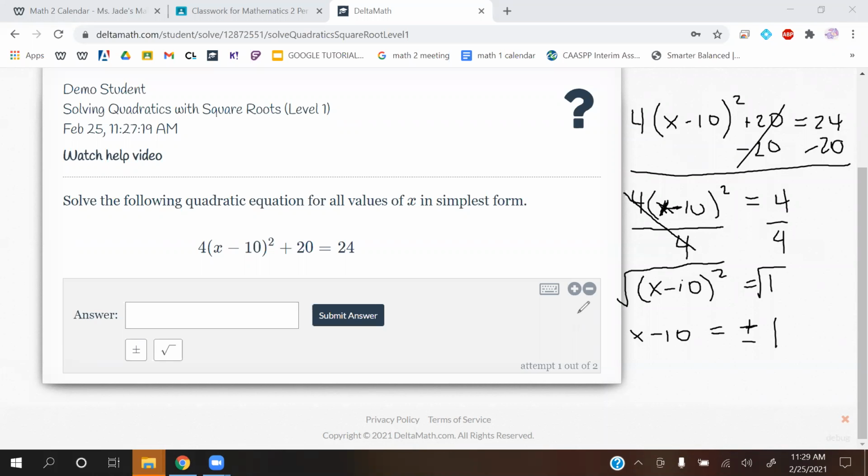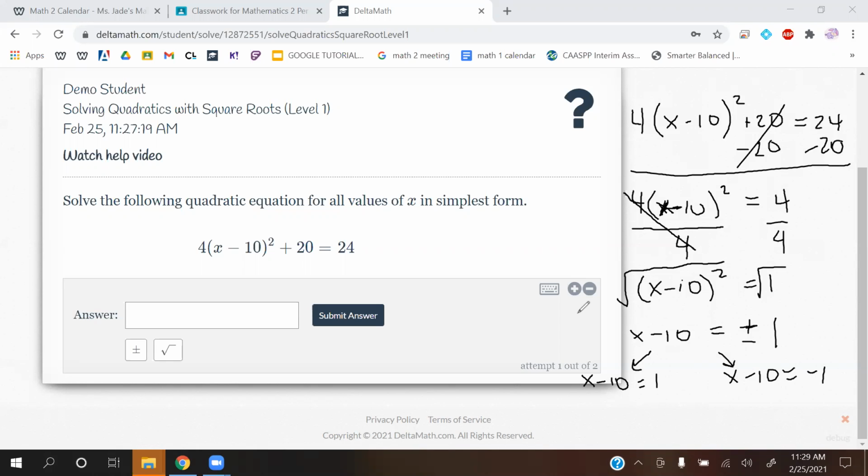So this time we don't have to leave it inside a radical because it is a perfect square. So we can just say the square root of 1 is 1. And don't forget, we want the positive 1 and we want the negative 1. So I'm going to rewrite it out. X minus 10 equals positive 1. And we also want x minus 10 equals the negative 1. Remember, you want two answers.